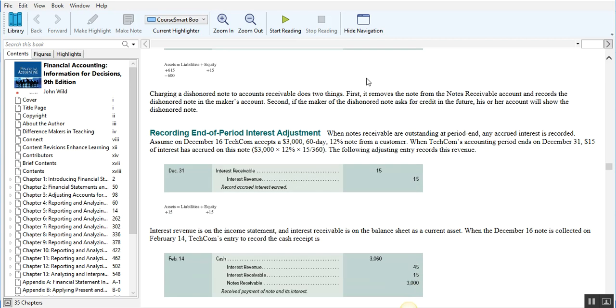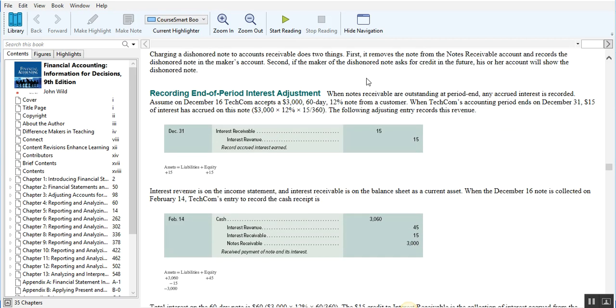Now, there are times when we get to the end of a period and we have some notes receivable outstanding. We'll need to recognize that perhaps a note crosses the end of the year. So we're going to calculate the interest receivable before the note's paid. So we're crossing the end of the year in December. We have a note that somebody's going to pay us. It's a $3,000 60-day 12% note.